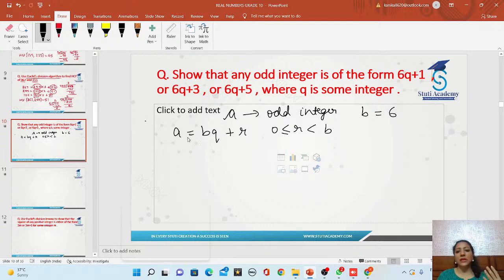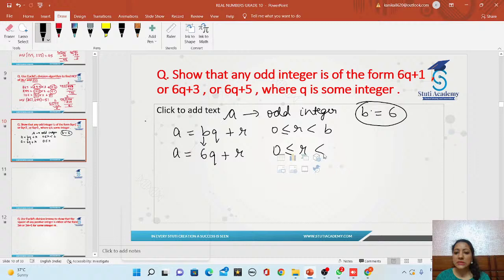Here a we have taken as any odd integer. I'm going to write a as it is. b we have taken as 6, so in place of b, I'll write 6. So I have a is equal to 6q plus r, where 0 is less than or equal to r less than 6.